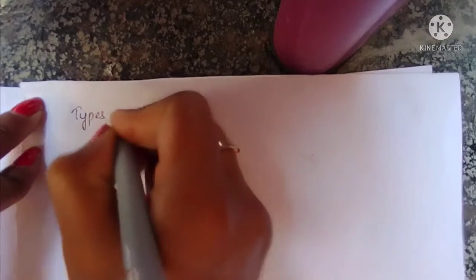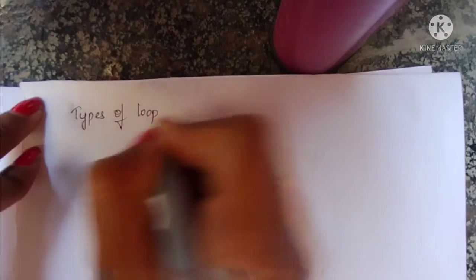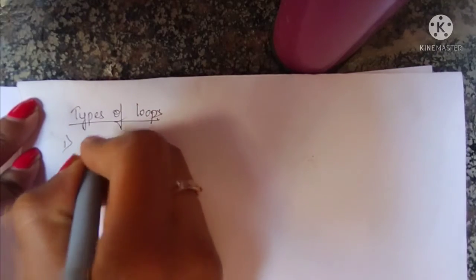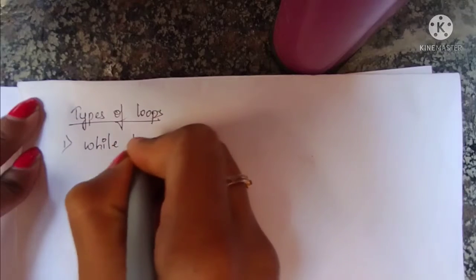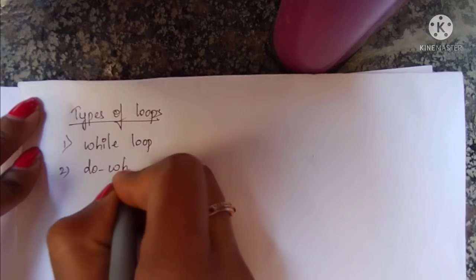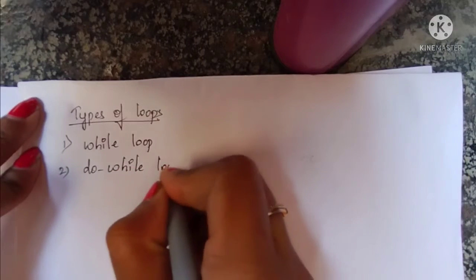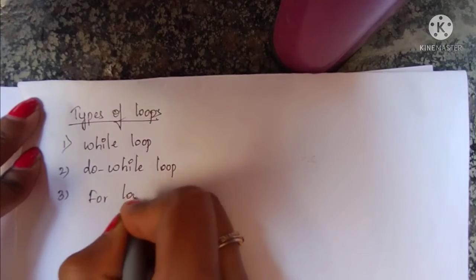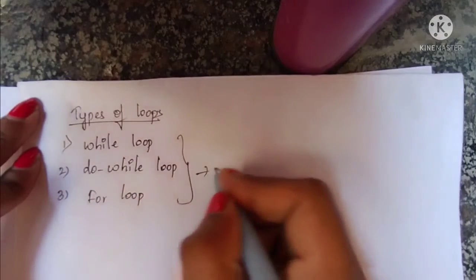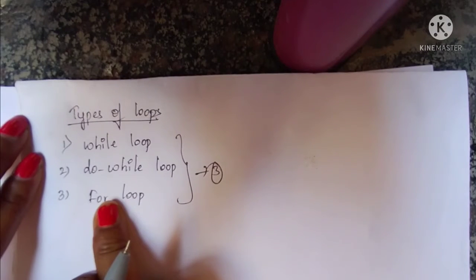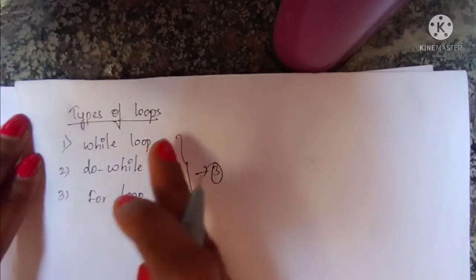Types of loops. Okay, first one is the while loop. Second one is do while, and third one is the for loop. So these are the three loops which we are using. We will see them one by one in detail.